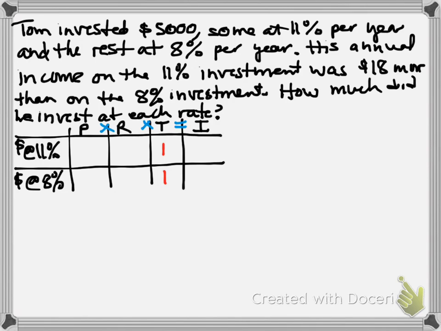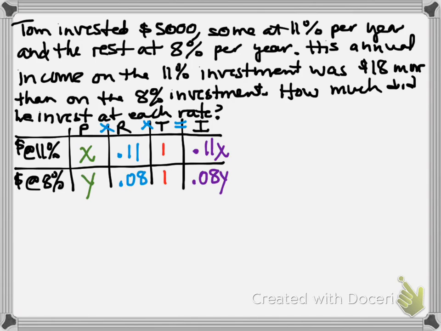Okay. So the bottom line is we don't know what we're investing. So we're going to say X for one, Y for the other. Okay? Rate. I'm not going to write the rate as 11% or 8%. I'm going to write it as a decimal. So 11% gets written as 0.11 and 8% gets written as 0.08. The interest in the last column is going to be the product of those values. So X times 0.11 times 1 is 0.11X. And Y times 0.08 times 1 is 0.08Y.